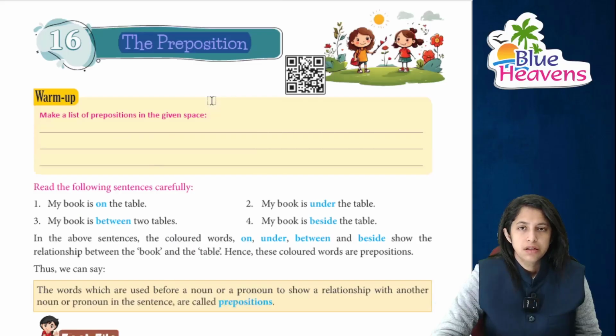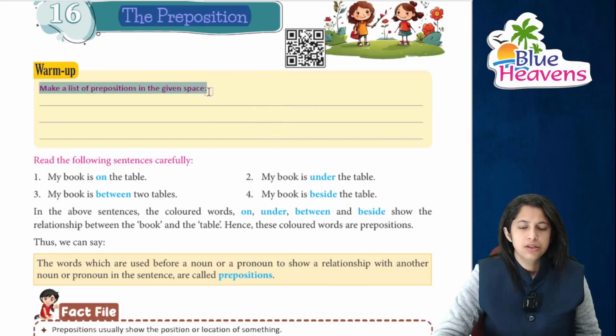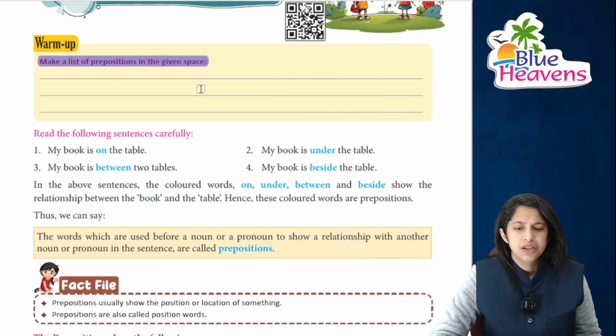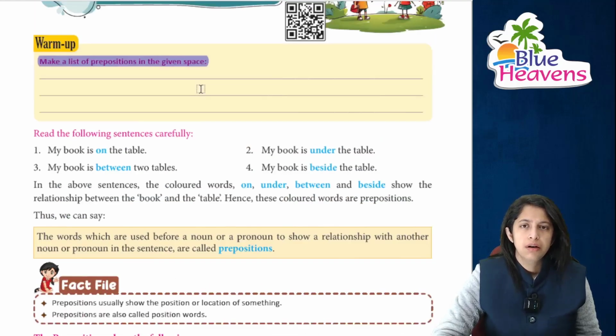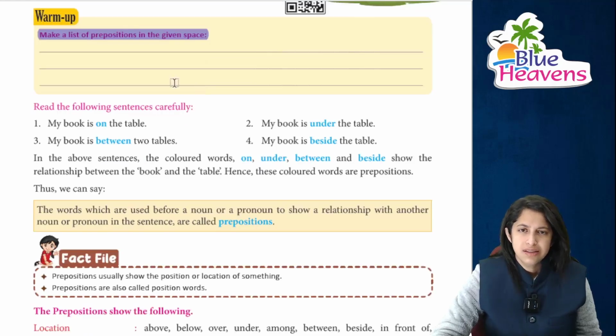As we all know, what do you mean by prepositions? Prepositions basically tell the relationship between a noun and a pronoun. So let's just begin. The title of our chapter is the preposition, right? You just have to make a list of prepositions in the given space. You can write on, above, under, in, at. All these are kinds of prepositions.